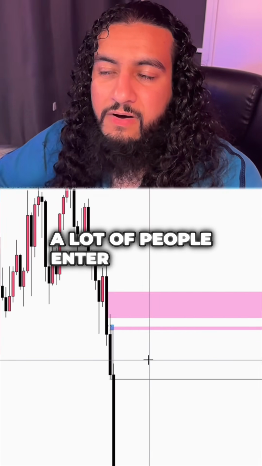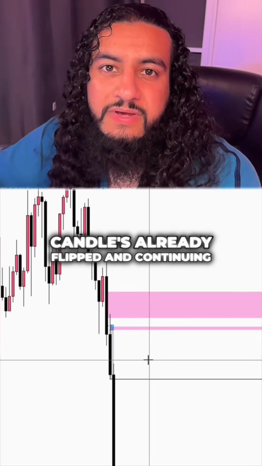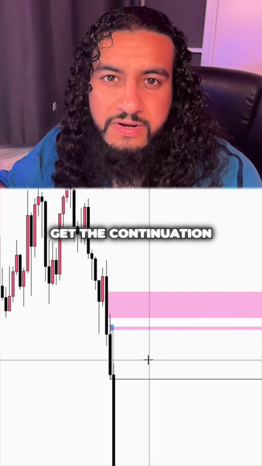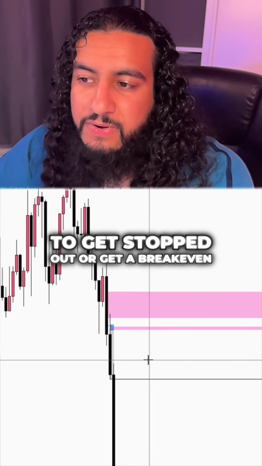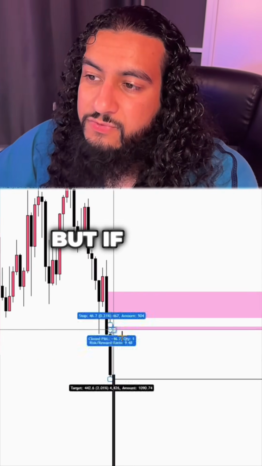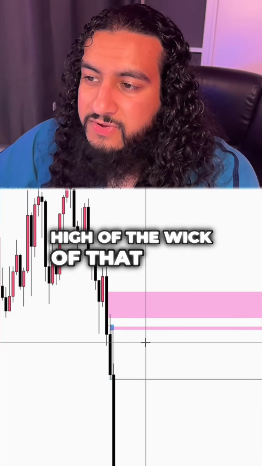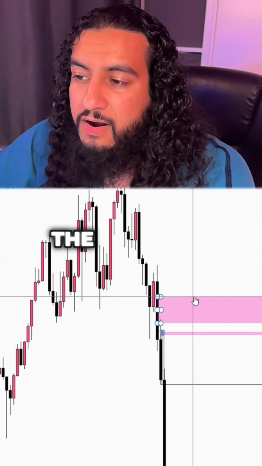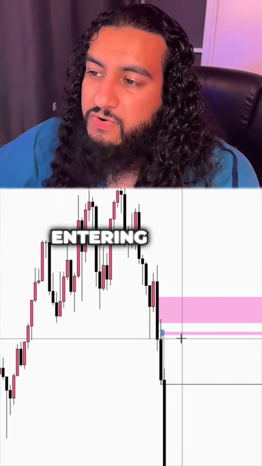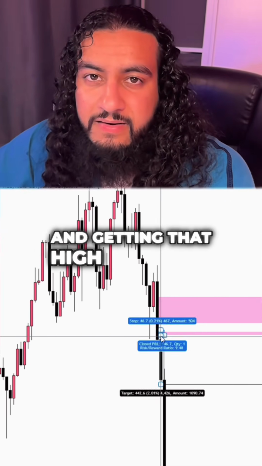So understanding the daily candle opens, makes a wick, then flips and then continues. A lot of people enter after the candle's already flipped and continuing in that direction, just trying to get the continuation, right? And that is where you're going to get stopped out or get a break even, because you're going to get some sort of retracement. But if you're entering on the high of the wick of that daily candle before it even flips bearish and continues down, you're already going to be hitting the high risk reward trades, entering right from the top and getting that high risk reward.